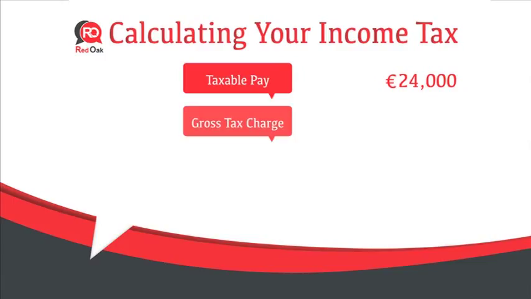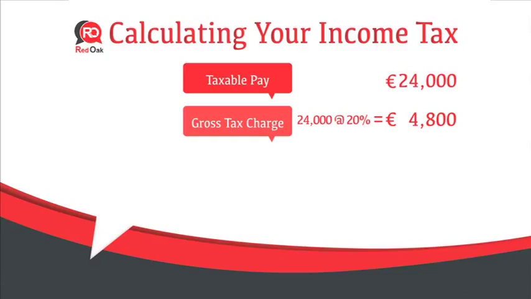The next step is to calculate the gross tax charge. In the most basic scenario, you're charged tax at what is known as the standard rate, which in 2014 was 20%. Charging $24,000 at 20% gives us the gross tax charge of $4,800. At this stage, your income tax bill is looking ridiculously high. But that is not your final tax bill.